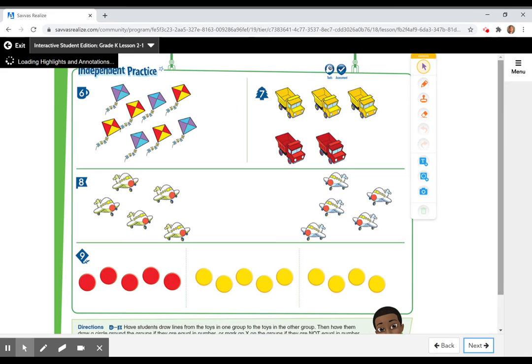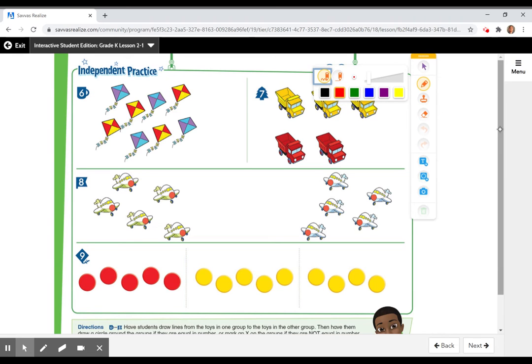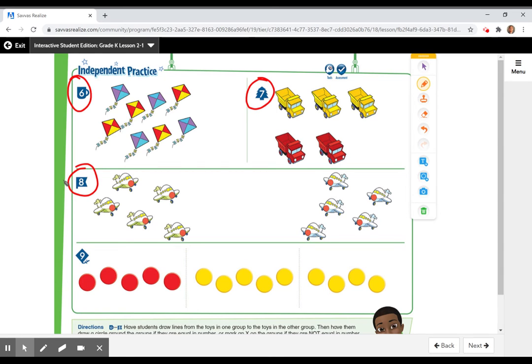Good. We don't have to write our name on this one because we have our name on the back side. So same thing. I want you to do numbers 6, 7, and 8 on your own, okay? So for 6, you're going to match the purple and blue kites with the red and yellows.